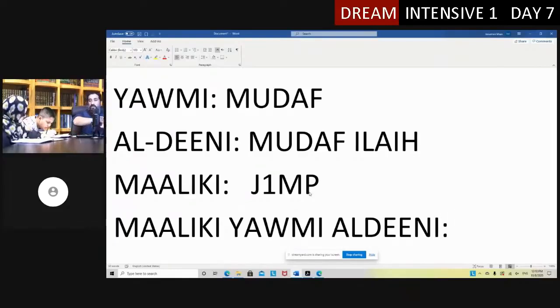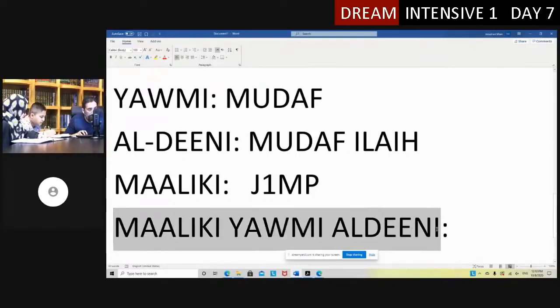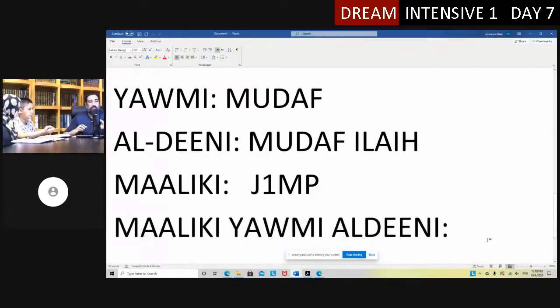And the final question: what are the four properties of the whole? Because I said an idafa, when it's a string of idafa, you look at all of it as one. If somebody asks, what are the four properties of this whole thing, what would you say? Jar, one, masculine, plural or proper? Proper.